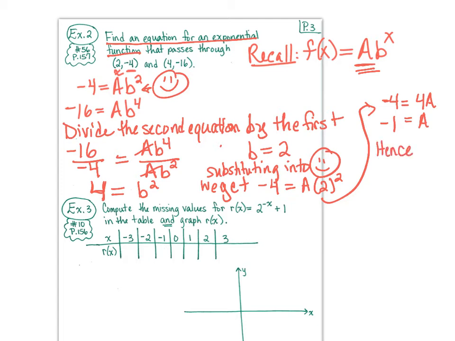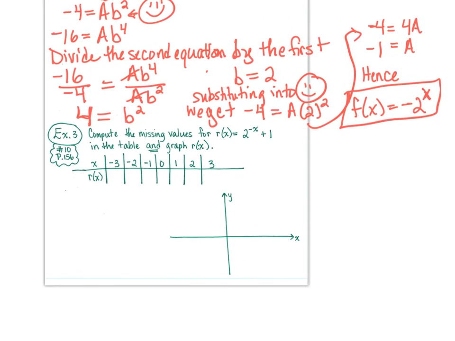Talk a little bit louder. Very good. f(x) is equal to -2 raised to the x. Yes. So we have our function is f(x) equals -2 to the x. Okay?